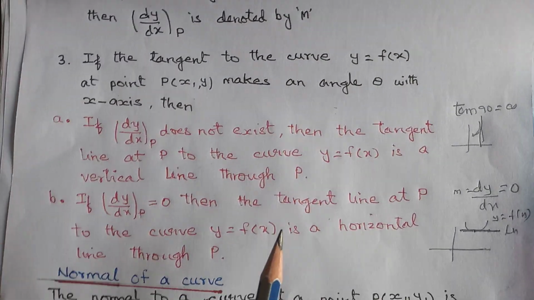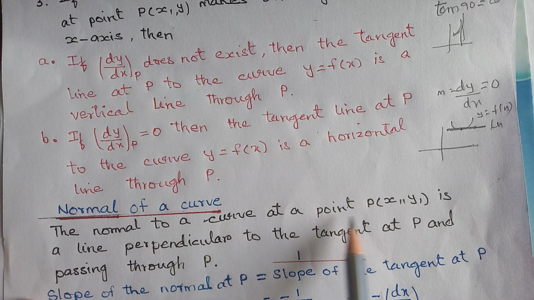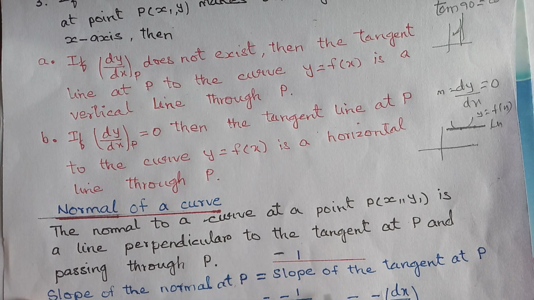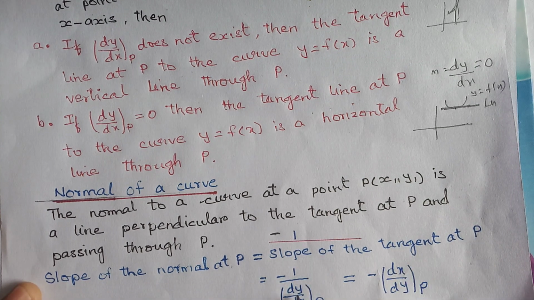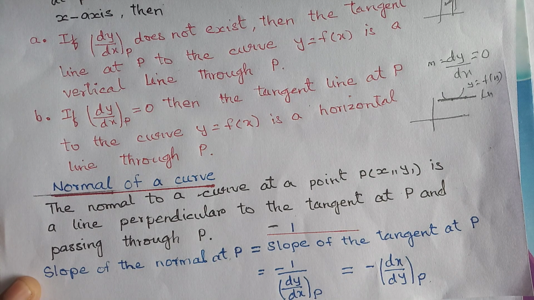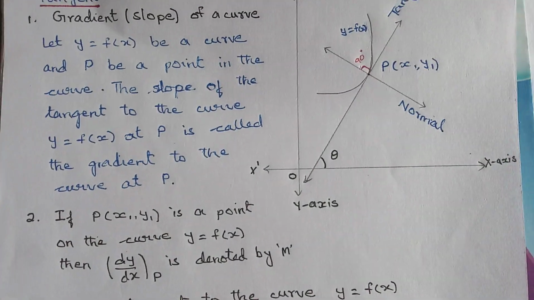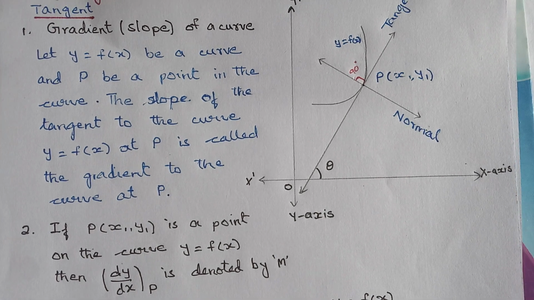See here. The normal to a curve at a point P (x1, y1) is a line perpendicular to the tangent at P and passing through P. Therefore, the slope of the normal at P equals minus 1 by the slope of the tangent at P. Since the slope of the tangent is dy by dx, you can write this as minus dx by dy at P. So these are the concepts to find the slope of the tangent and the slope of the normal.